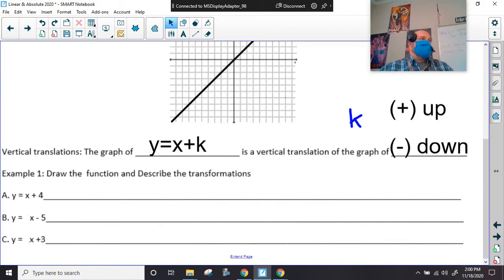I like saying transformations because it reminds me of Transformers. Robots in disguise.